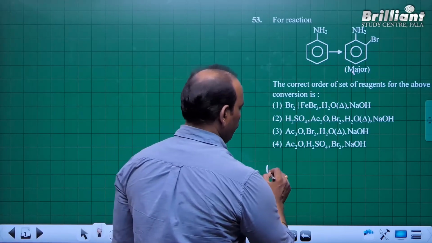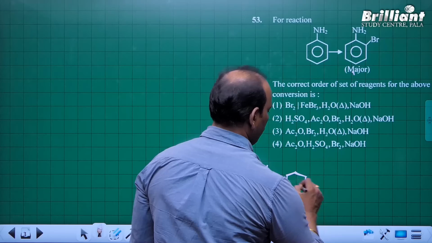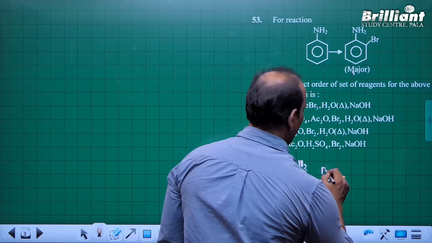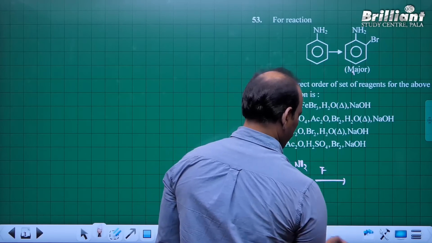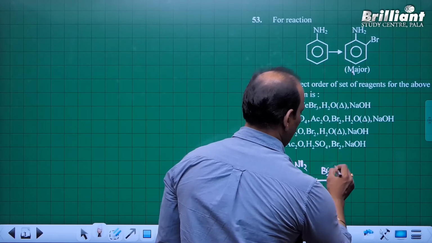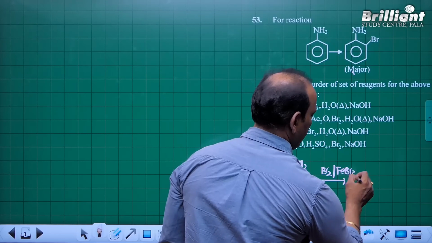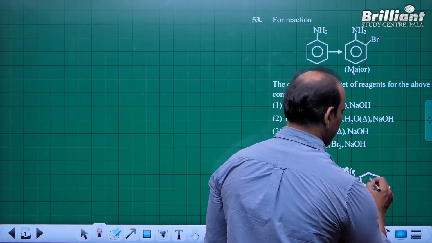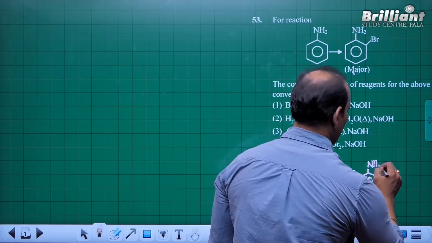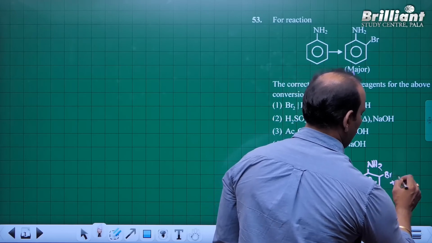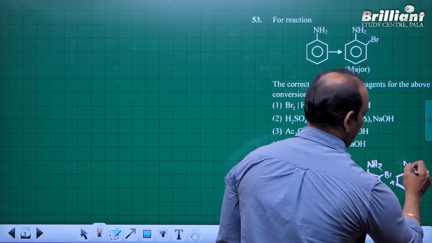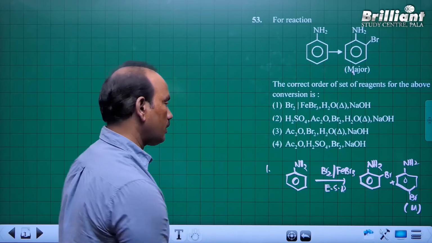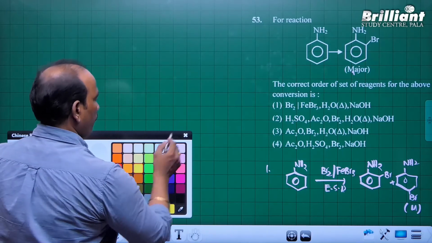You take the first one. This is wrong because aniline is treated with Br2 in the presence of FeBr3, an electrophilic substitution reaction, giving ortho and para. You get two products, NH2 with Br. This is the major product. Clear?